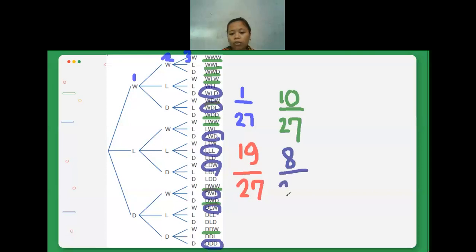Is there anyone who gets confused? Because winning and losing, when we combine all together, we count it as draw. So draw mixed with draw will be counted as draw. If all of them lose, yeah, we can say that it will be losing all the 3 games. Is there anyone having any question so far? No? Okay. If you have no question, I will move to question 4.